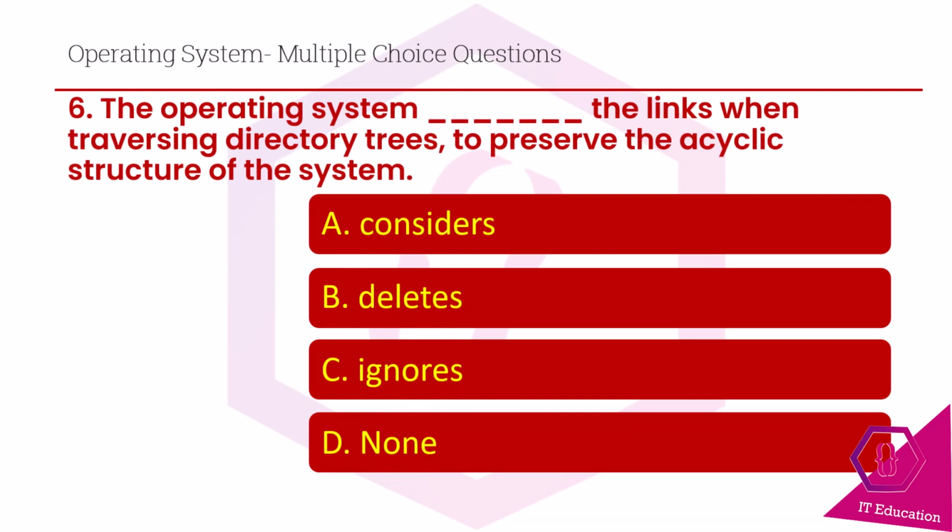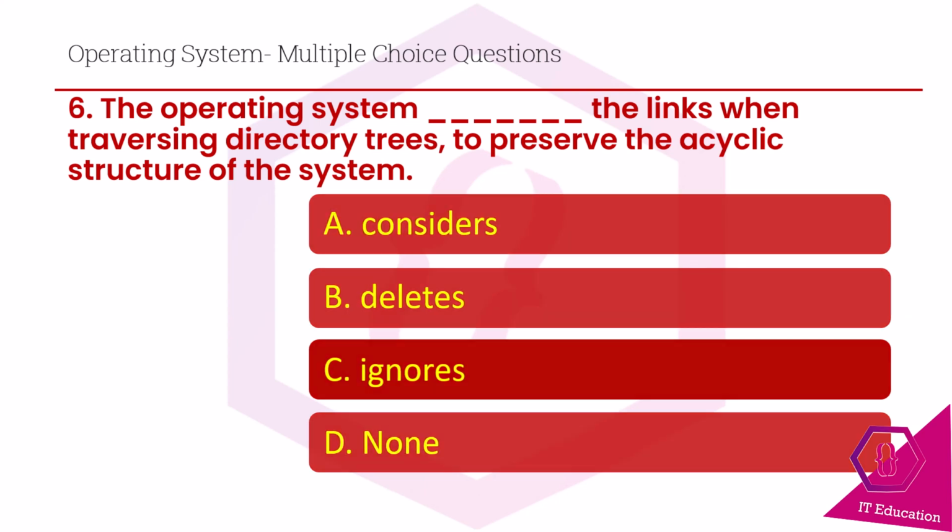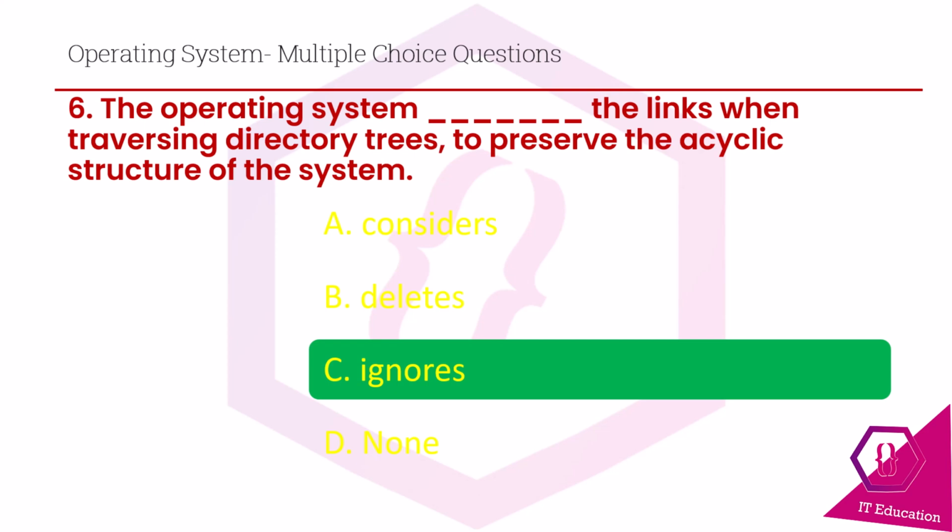The next question is, the operating system the links when traversing directory trees to preserve the acyclic structure of the system. Option A considers, option B deletes, option C ignores, and option D none. So the operating system ignores the links when traversing directory trees. That means option C is the correct answer.